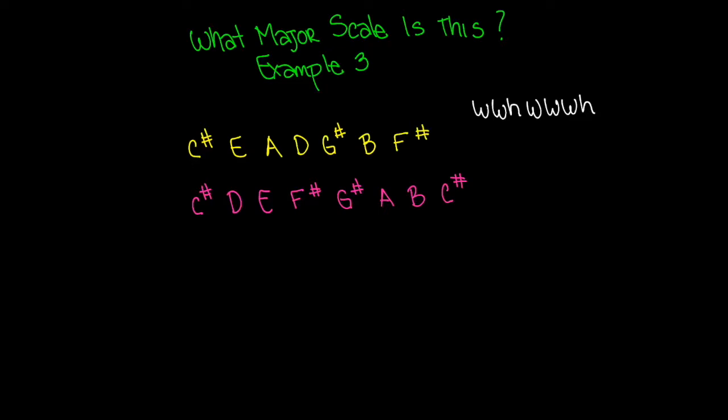So here's what we're going to do. We're going to ask, what's the intervallic distance from here to here, here to here, here to here, from G sharp to A, from A to B, from B to C sharp, and figure those out. So the distance from C sharp to D is a half step. The distance from D to E is a whole step. From E to F sharp is a whole step. From F sharp to G sharp is a whole step. From G sharp to A is a half step. From A to B is a whole step. And finally, from B to C sharp, we have a whole step.